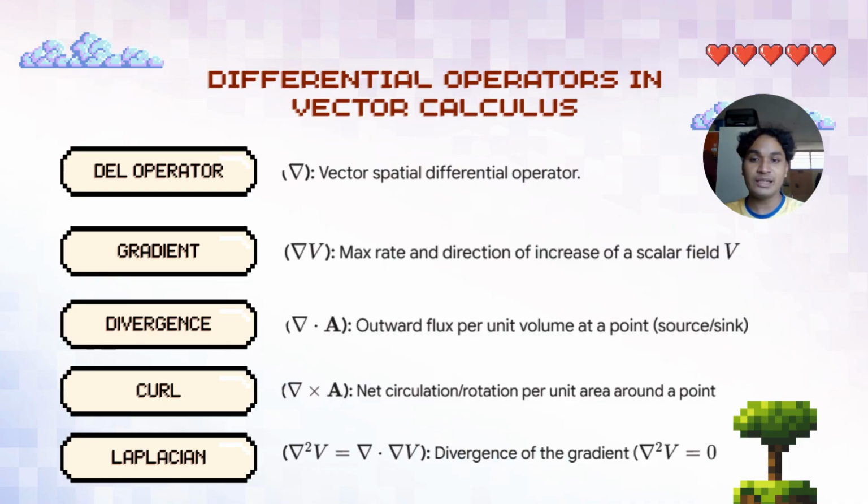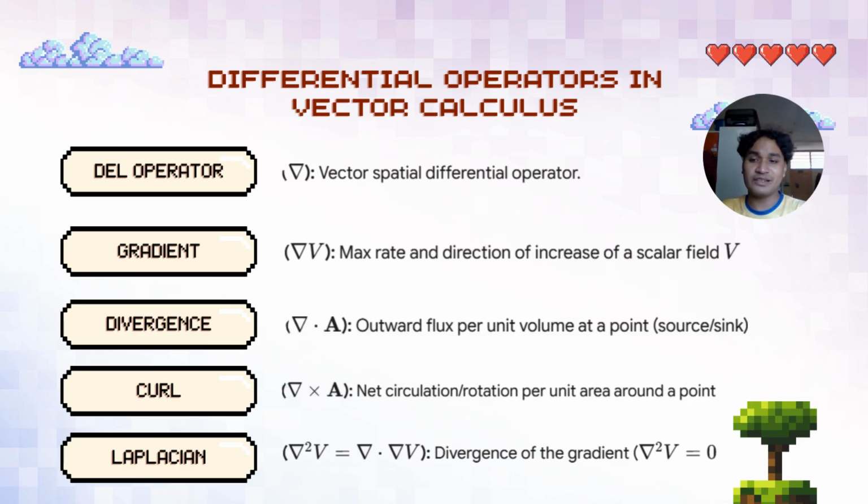Next one is divergence, which is del dot A, measures whether a point acts as a source or sink by calculating outward flux per unit volume. In this divergence, we will use a dot product. The next one is curl, which measures field rotation or circulation around a point. In this curl, we will use a cross product and will have a matrix form.